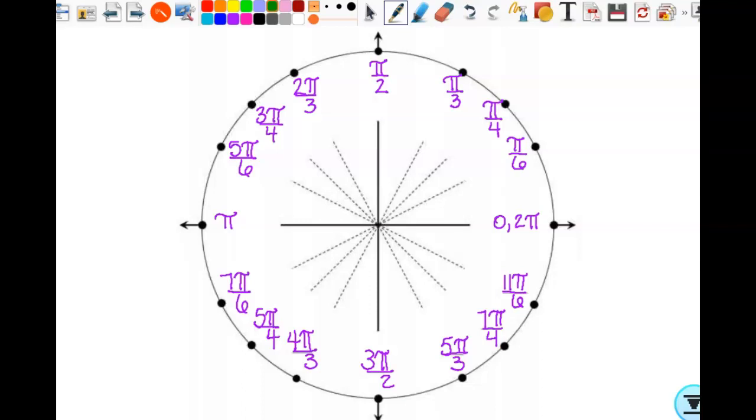So at 0, what is my ordered pair? 1, 0, good. And then pi halves? 0, 1, good. Pi? Good. 3 pi halves? 0, negative 1. Very good. Okay. And we remember that in these ordered pairs, the x value represents what? Cosine. And the y value represents sine. Very good. All right. So go ahead and get these 3 ordered pairs in the first quadrant written in.